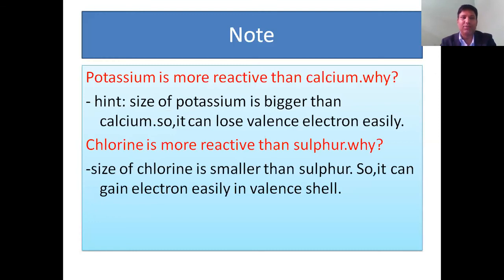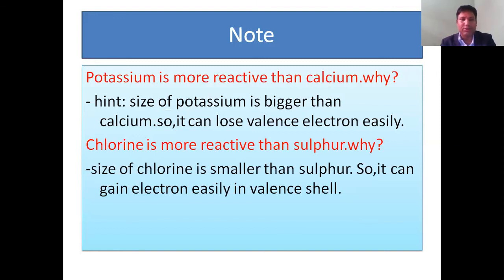There are some questions for you. Potassium is more reactive than calcium. Why? Here is a hint. Your answer is correct. Obviously, we can say that potassium is bigger than calcium. So potassium can lose valence electrons easily.